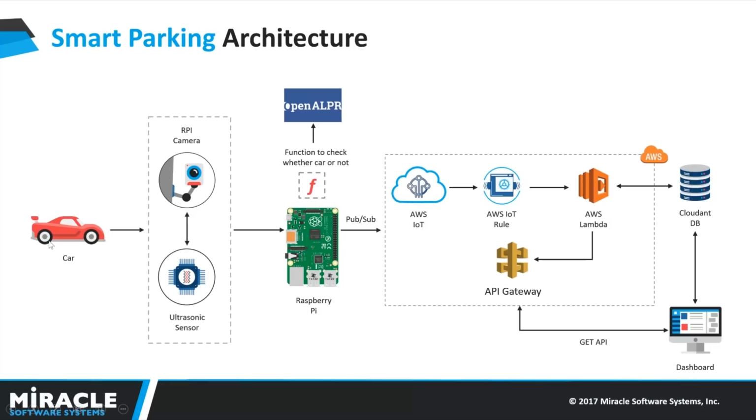It just clicks an image, and that image is sent from the Raspberry Pi to OpenALPR, which is the REST API that we have. It checks whether it's a car or maybe some other object that came into the middle. Only if it identifies a car does it publish that payload to the AWS IoT platform.